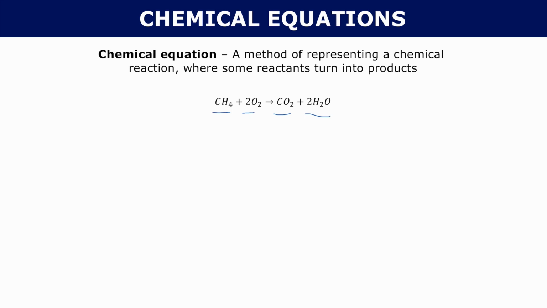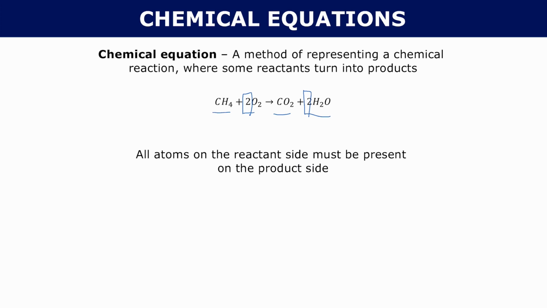And you might notice something weird, and it's that in front of some of these formulas we have a coefficient, and in front of other formulas we don't have a coefficient. So why do we have a coefficient on some chemical formulas and we don't on others? And the reason for this is that in a chemical equation, all the atoms on the reactant side must be present on the product side.